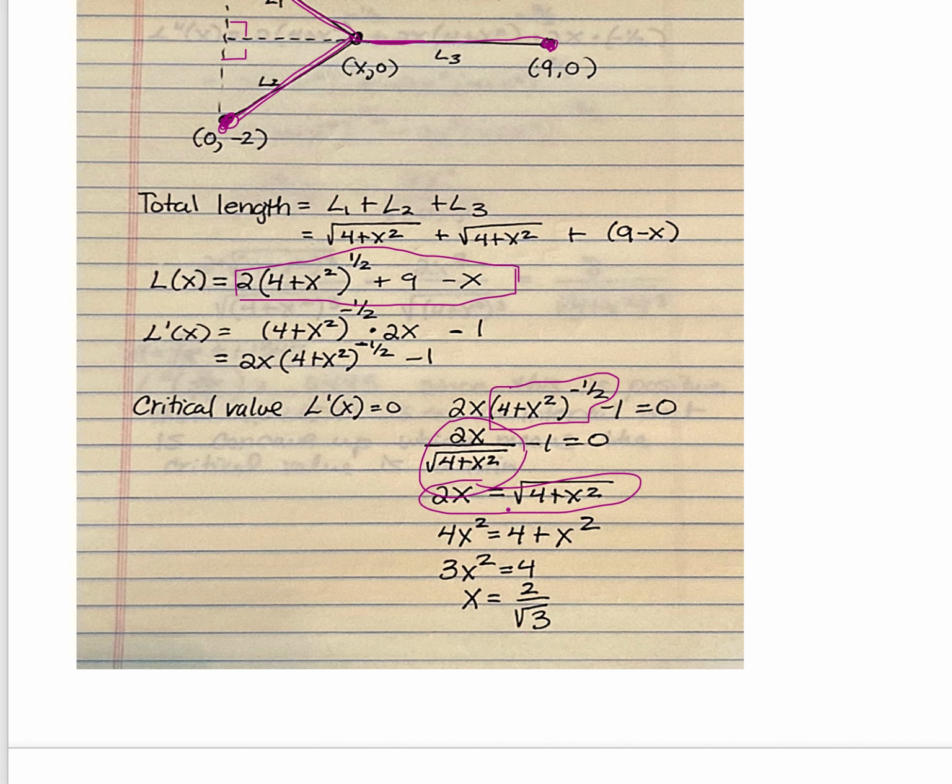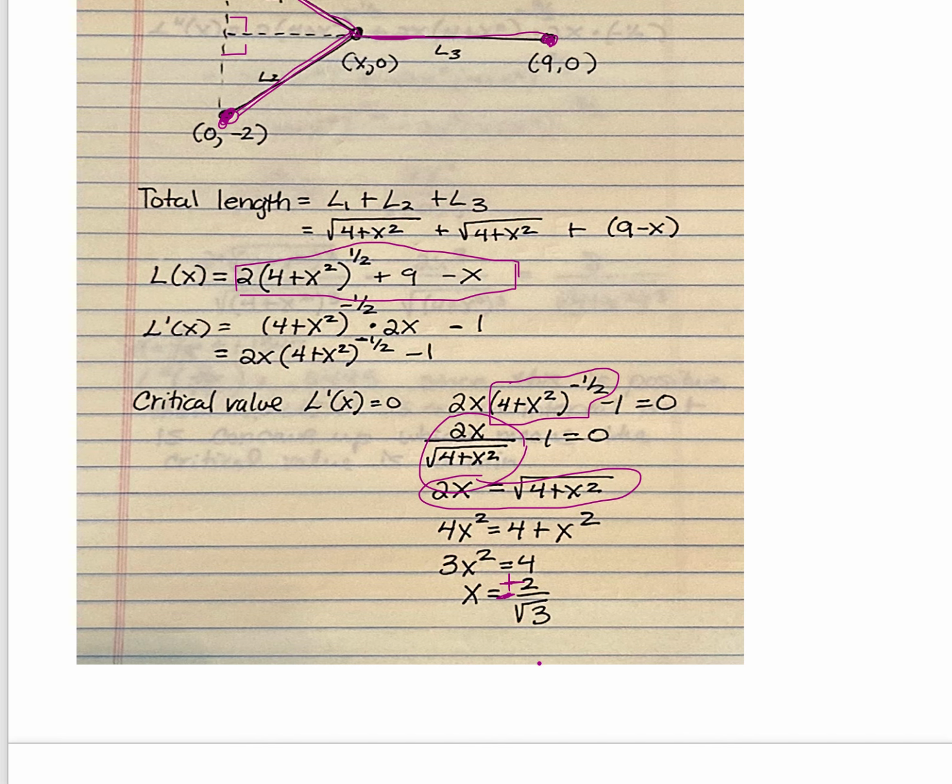So when I solved for x, I squared both sides. So on this side, I got 4x squared. On this side, the square and the square root undo each other, and I'm left with 4 plus x squared. And then I combine like terms, and I get 3x squared is equal to 4, and then I divided by 3 and took the square root. So actually, I forgot my plus or minus in there. That should be plus or minus.